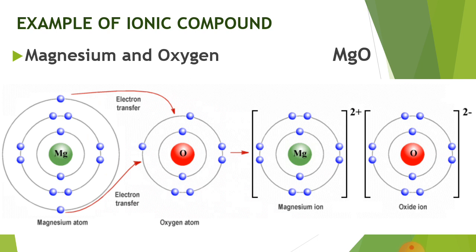Now another example of an ionic compound is magnesium oxide. Magnesium belongs to group 2 and oxygen belongs to group 6. Look at the magnesium atom on the left hand side. It has 2 electrons in the outermost shell. Next is the oxygen atom, which has 6 electrons. So these 2 electrons from magnesium will be lost and they will be gained by oxygen. In this way, magnesium will have a +2 charge and oxygen will have a -2 charge. And the ionic compound magnesium oxide will be formed.